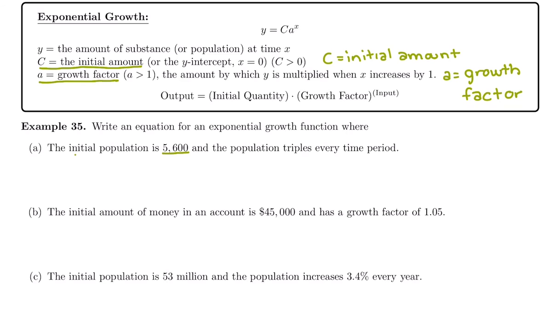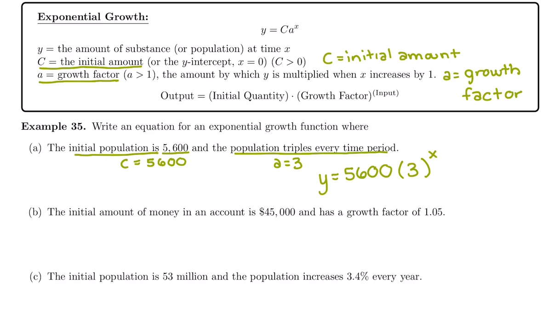So there's my C. And the population triples every time period. So C is definitely 5,600, whatever the initial amount is, and we want the population to triple. So we want to think about what that factor would be. Tripling means it is going to be times 3 each time period. So we're going to write this as y equals 5,600 times 3 to the x. C times a to the x.